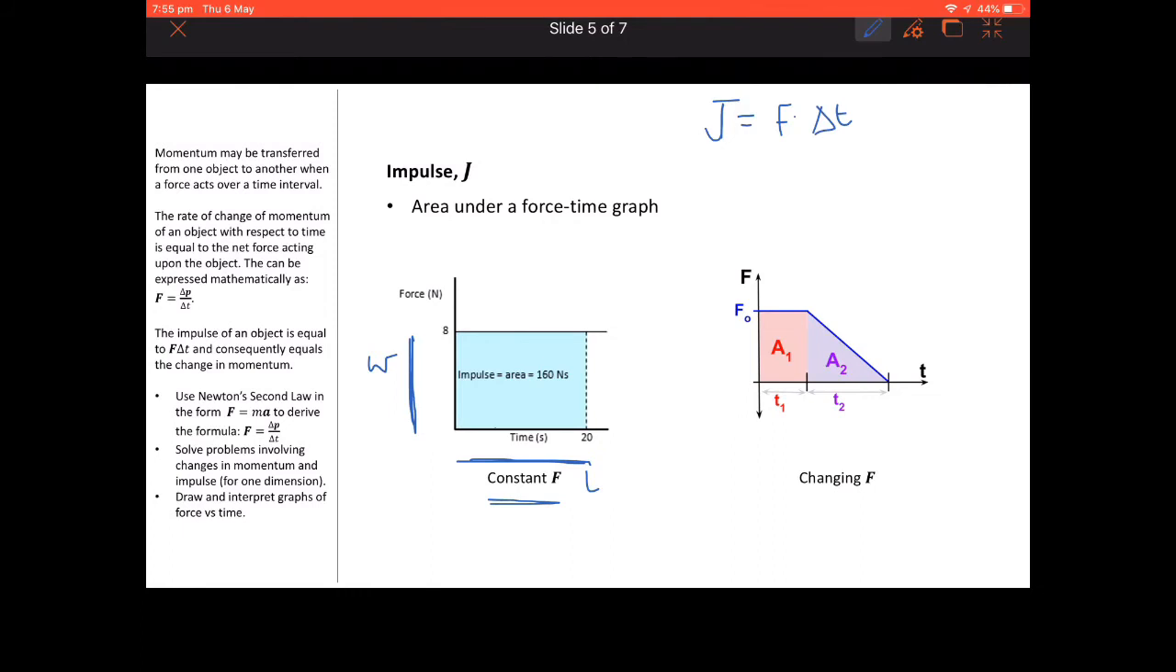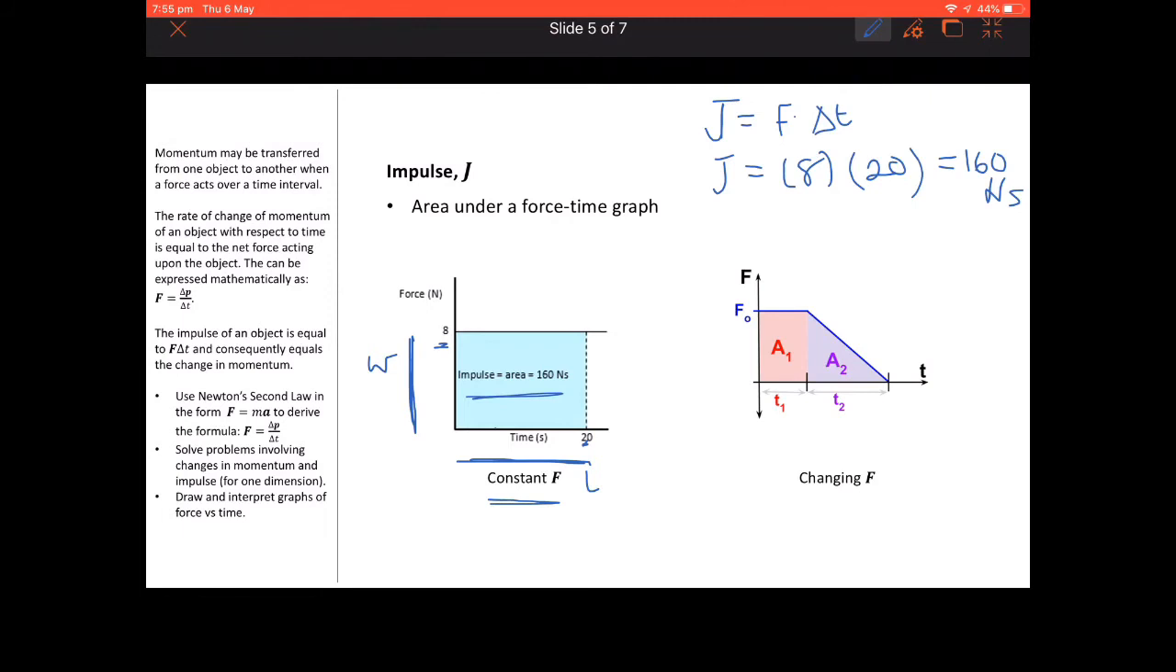So the length of this rectangle, you can see here, is 20, and the width is 8. So 8 by 20, that would be 160 Newton seconds, and that's the area that we've gotten here.